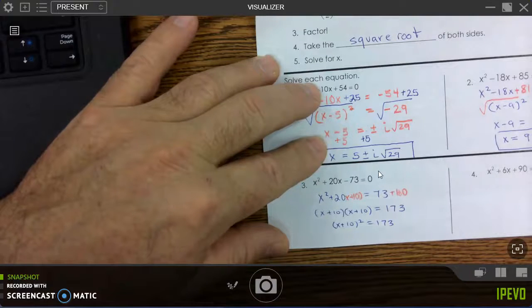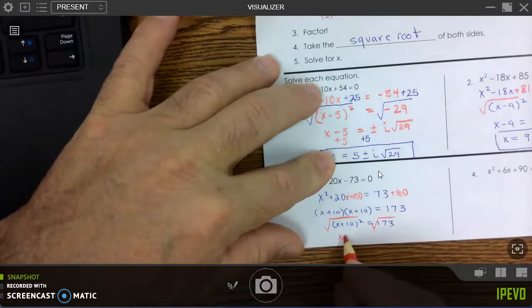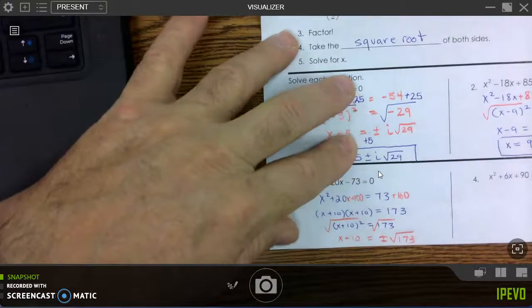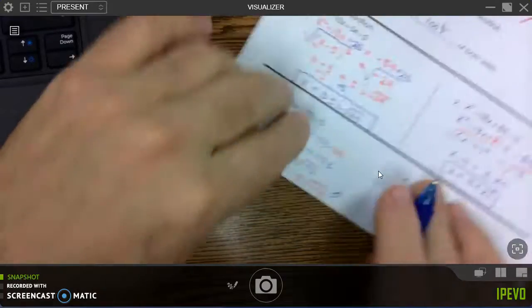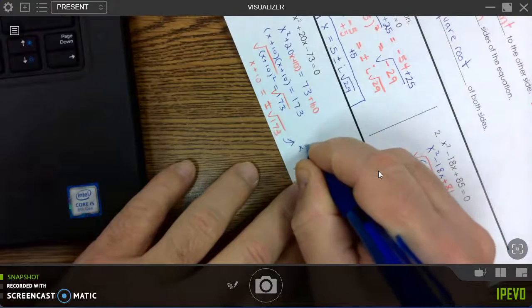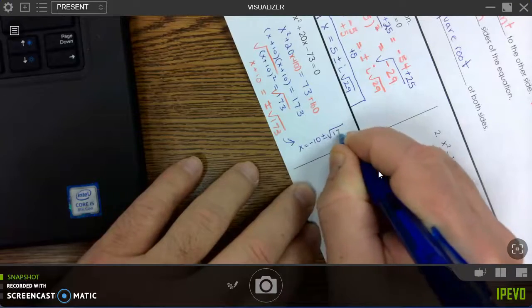Take the square root of both sides. x plus 10 equals plus or minus the square root of 173. Now I subtract 10 from both sides, so I'm going to have to write my answer up here. So I'm going to turn it sideways. Subtract 10, you get x equals negative 10 plus or minus the square root of 173.